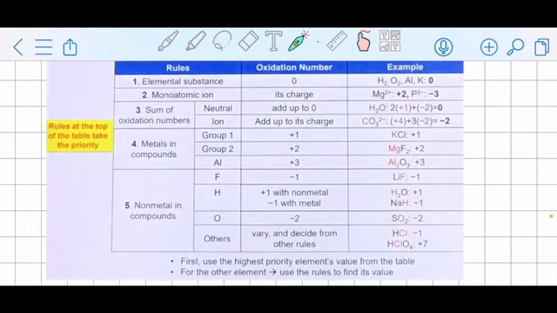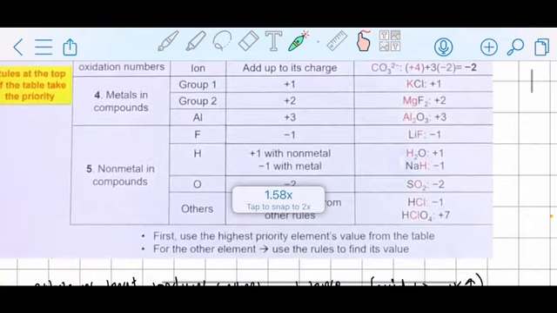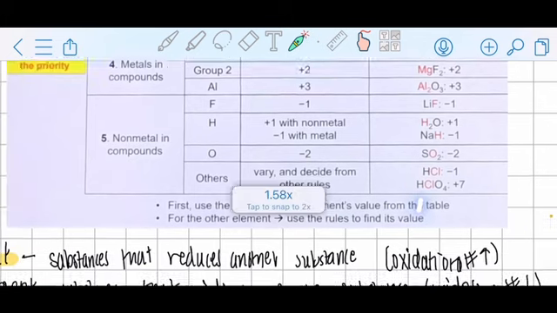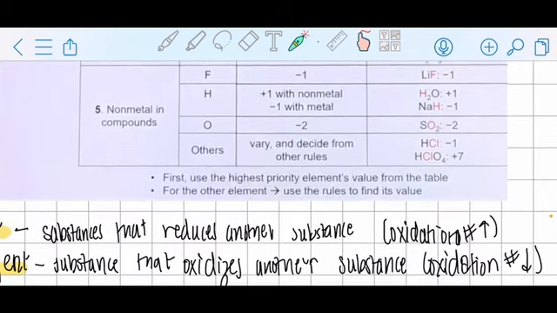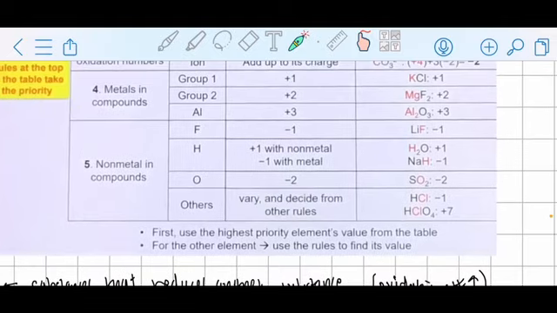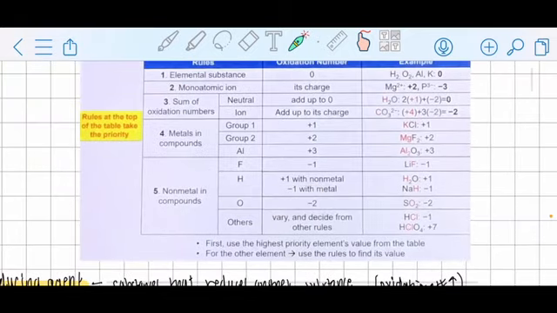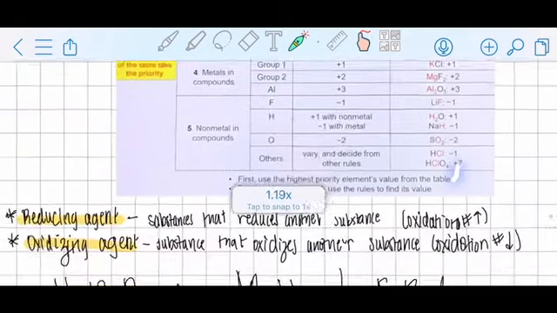For instance, we have carbonate, and it's 2-. For group 1 metals, the charge is +1. For group 2, it's +2. And for aluminum, it's +3. For fluorine, it's 1-. Hydrogen is 1+ with non-metals, or 1- with metals. Oxygen is 2- always, and the others vary. We must use it kind of like a puzzle to solve for the other oxidation numbers. So the ones at the top take the highest priority, and the other ones come later.